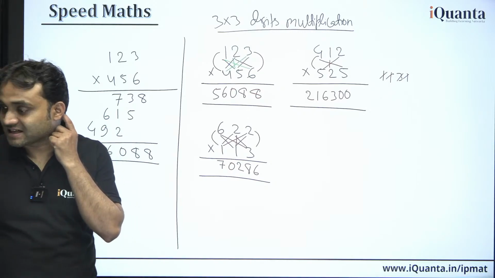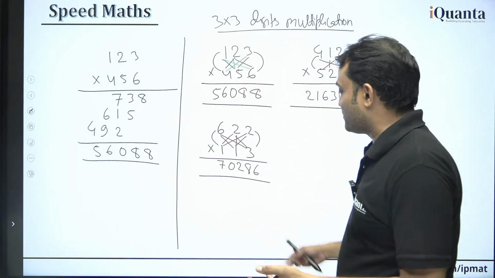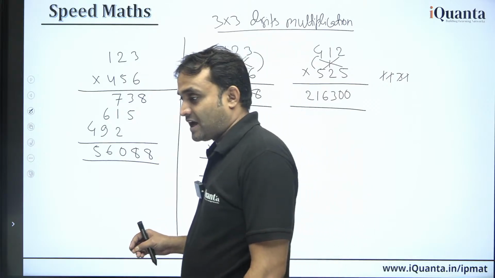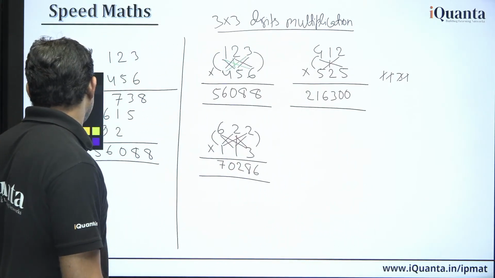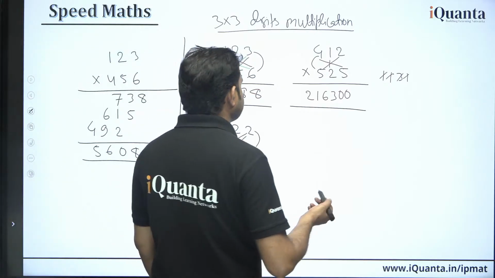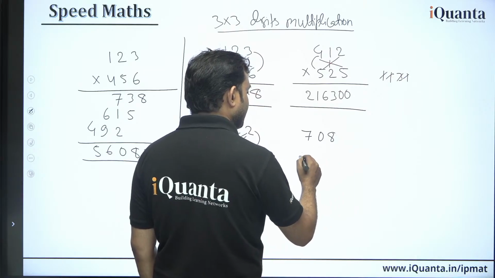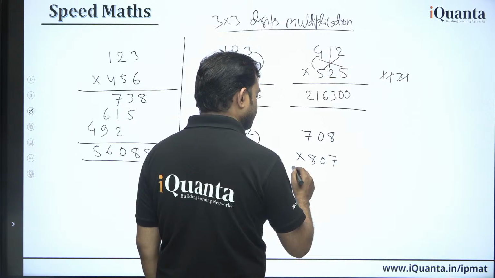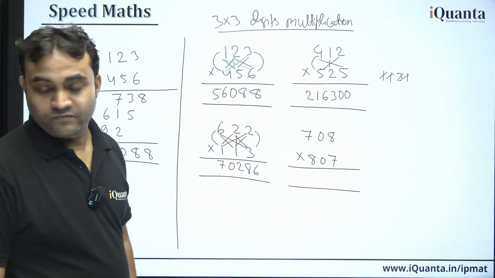Yes, that is correct. Rocky, 6426, that is a very small number as per this, right? Hannah, do you still have doubts? We can do one more example here. Let's say we have a number 708 into 807. If we multiply these two numbers, what do we get?